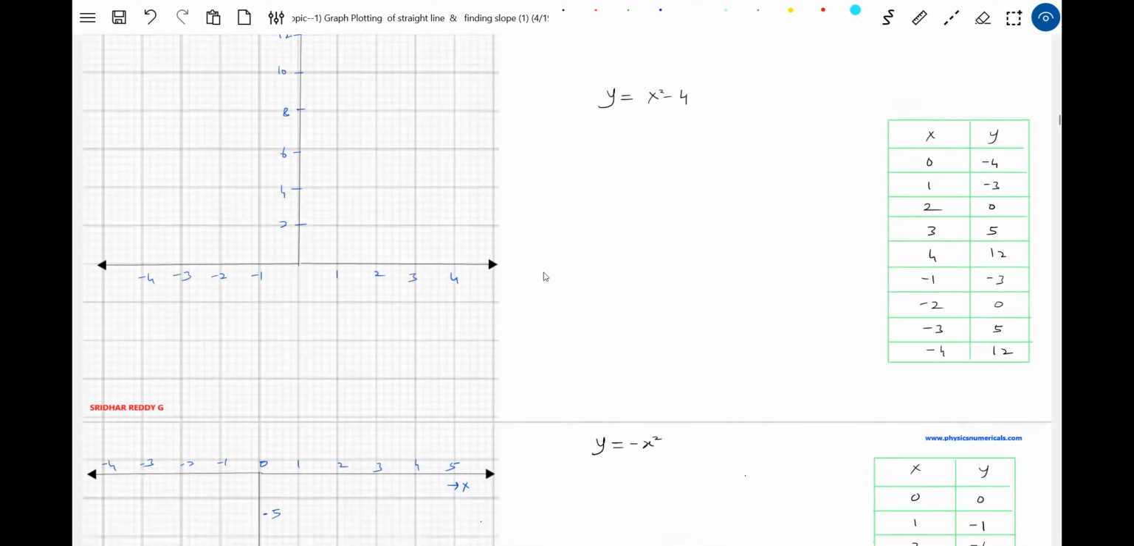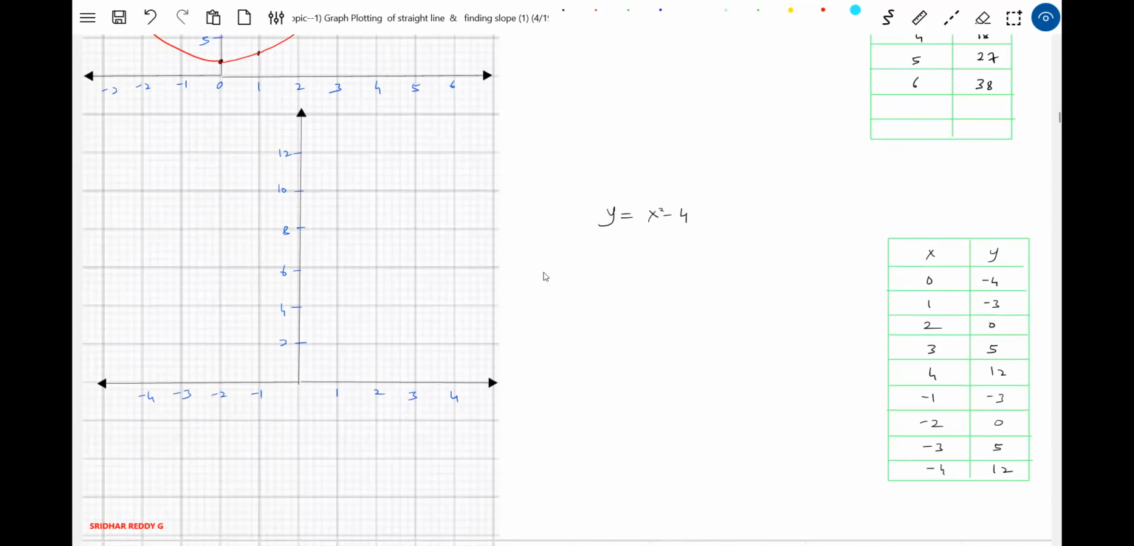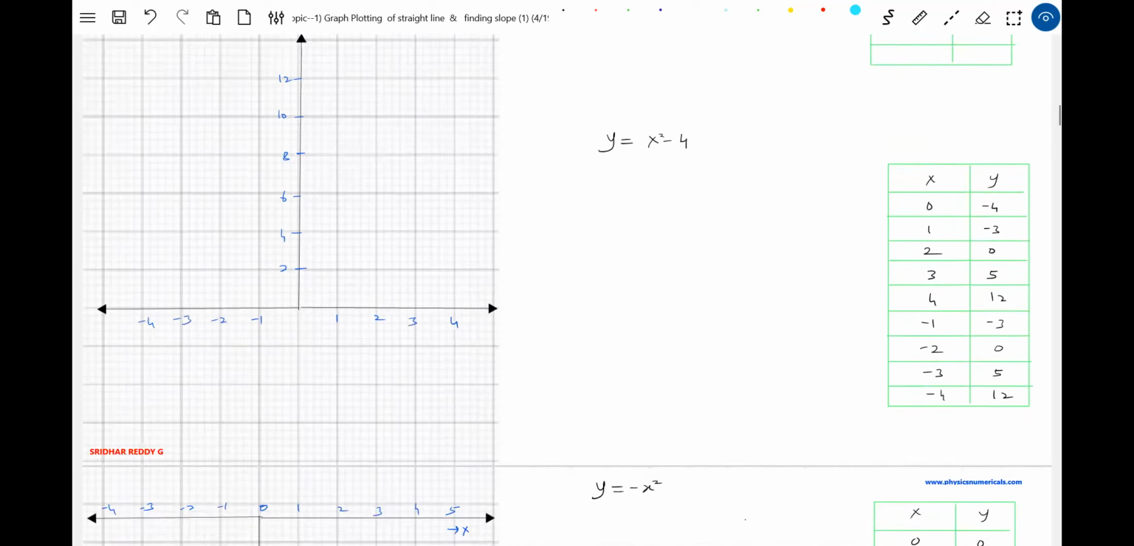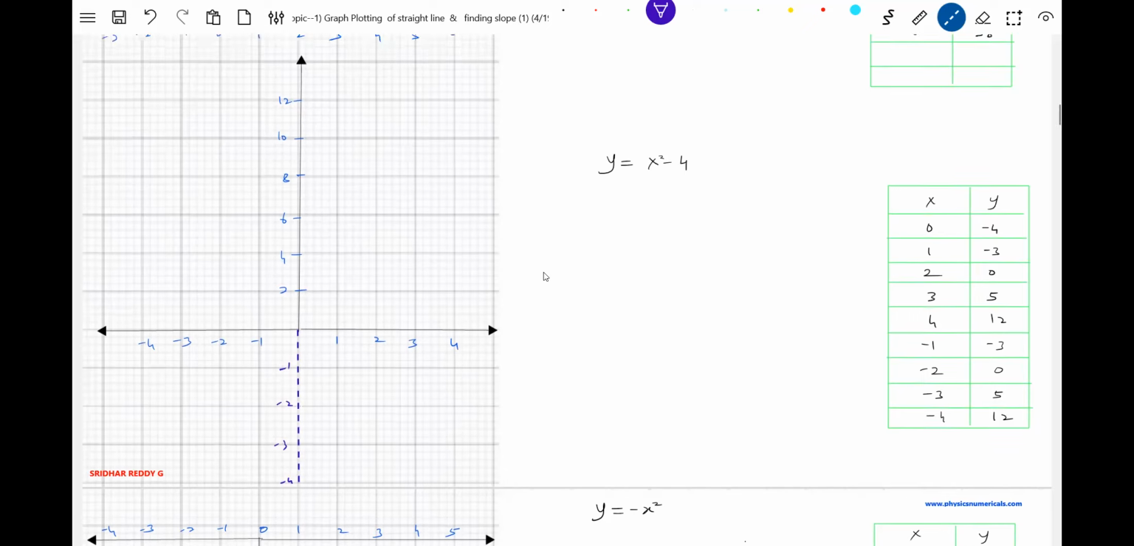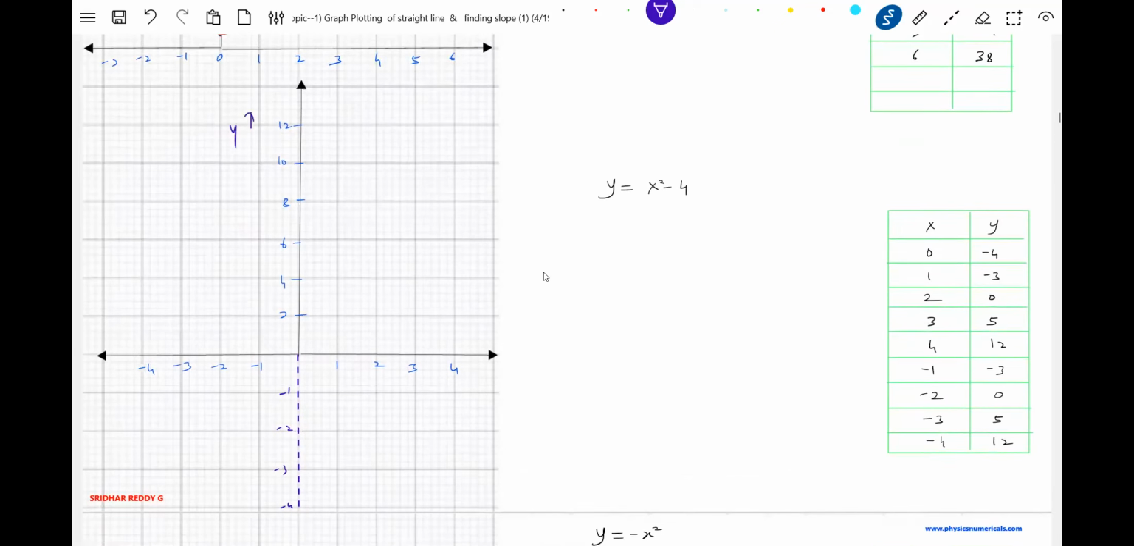We'll take the next one. Y equal to x square minus 4. So minus 4, and the negative values minus 1, minus 2, minus 3, minus 4. There's the y-axis. There's the x-axis. Let's look at the points.